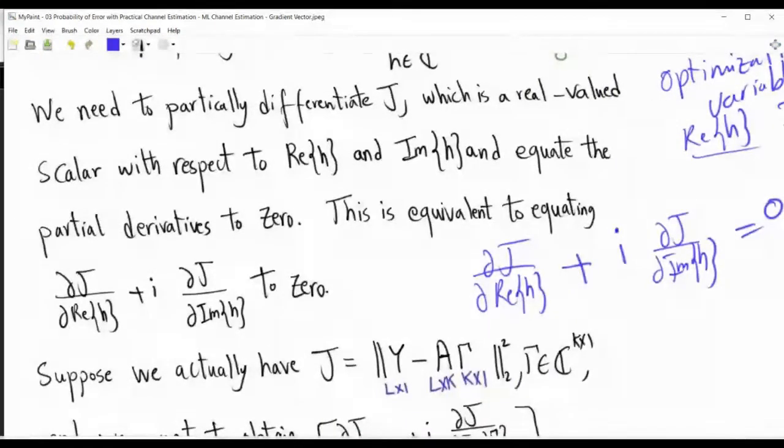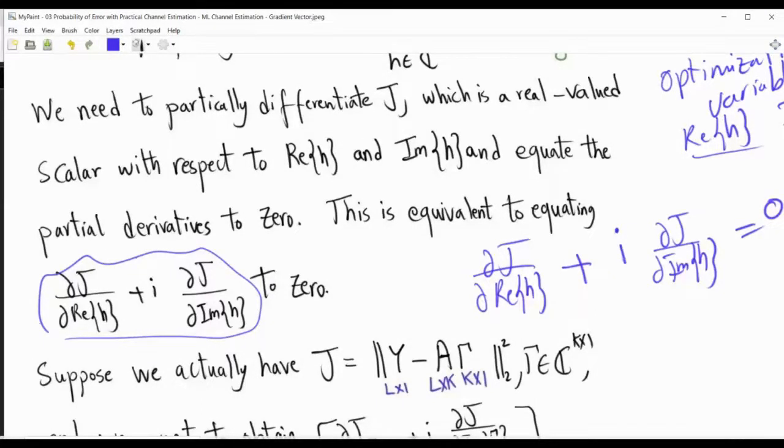So you can just compute this thing here and equate it to zero. In fact, our H here is just a scalar complex quantity, but later in the course we may have a complex vector.